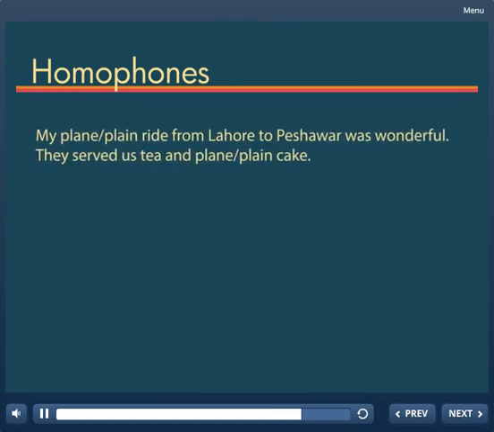My plane ride from Lahore to Peshawar was wonderful. They served us tea and plain cake. Can you guess what the homophone was?